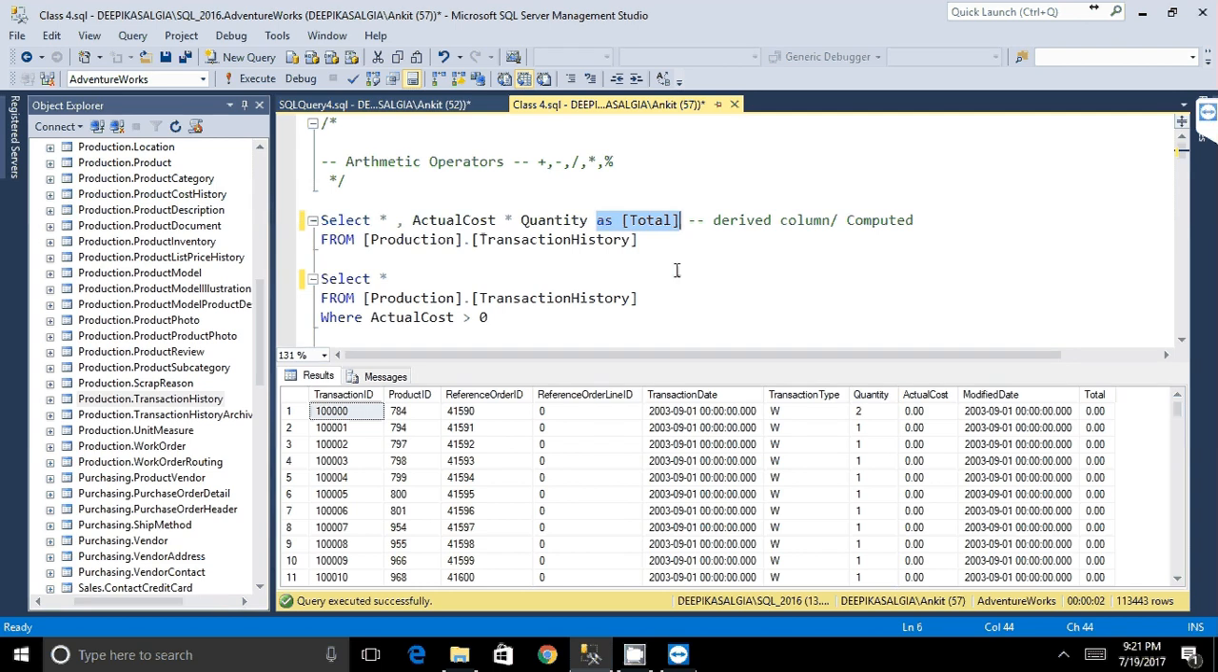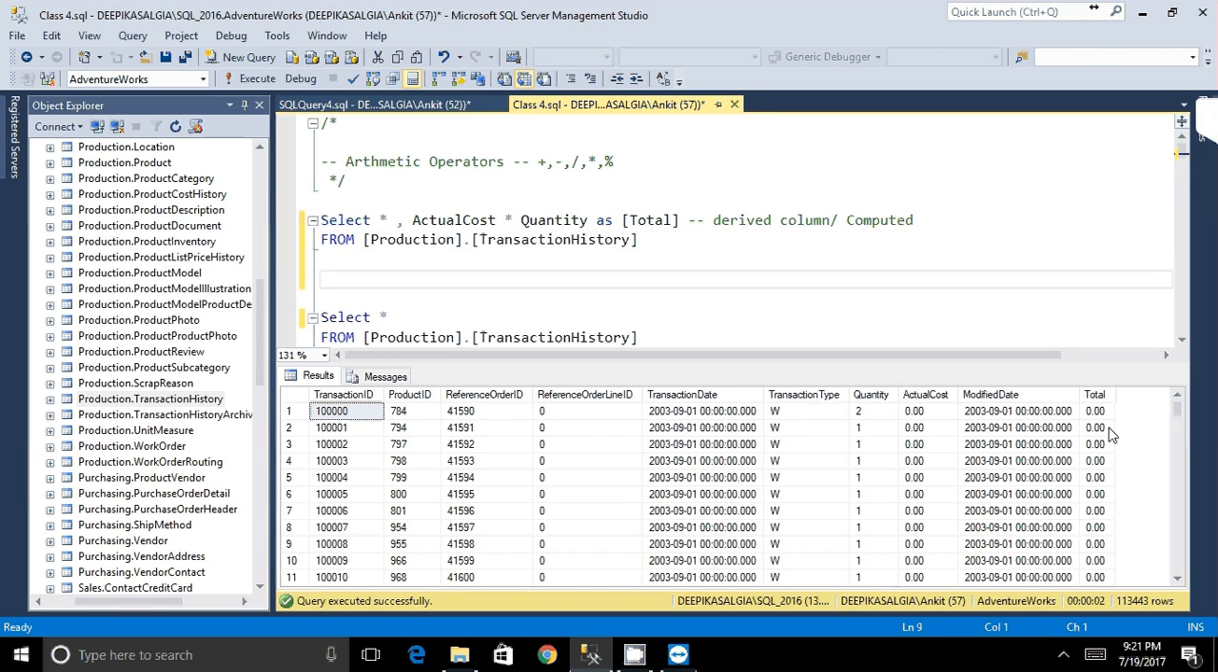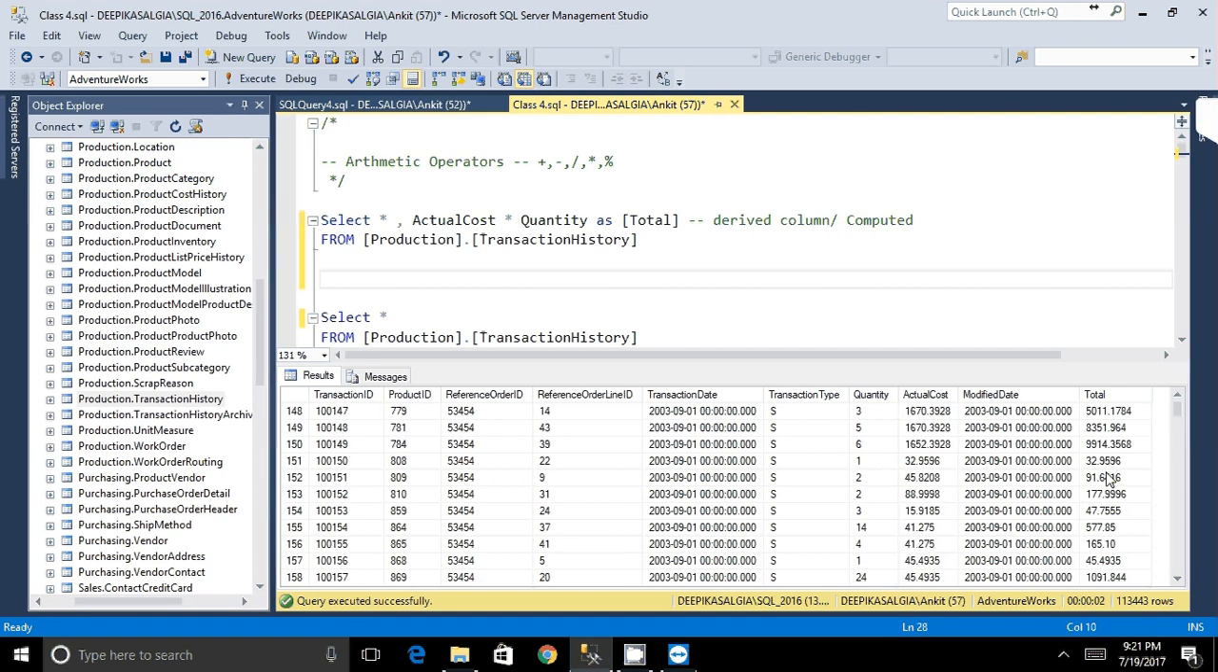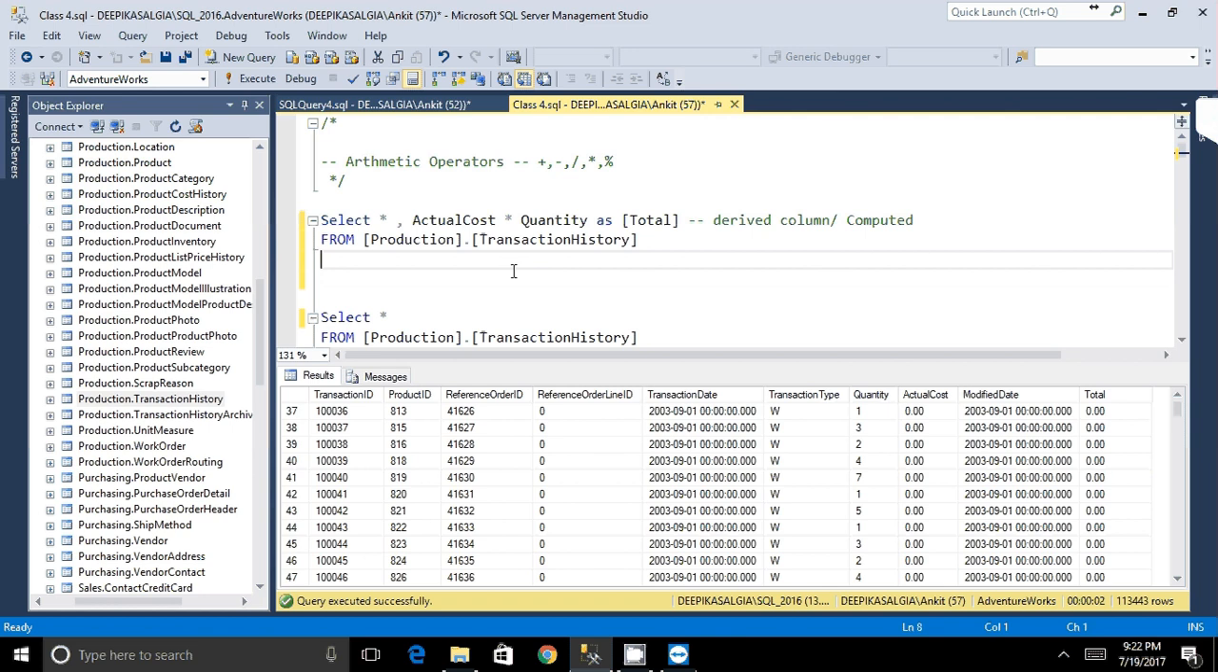Okay, all right. Now let's say you want this column, but you need only the transactions that are greater than 0. What would you do? You don't want to see if the transaction is 0. You want to see the transactions where some cost is there. I don't want to see any transaction where cost is 0. So what would I use? Where.